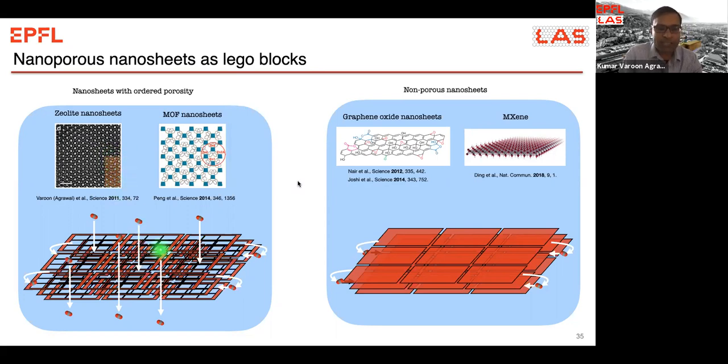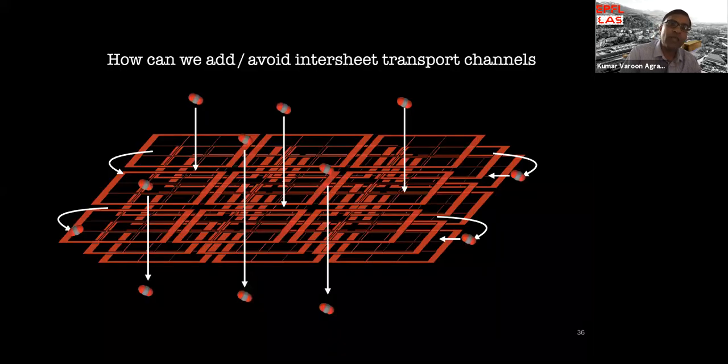So if you look at the stacks of these sheets, there are two directions for transport. One is through the pore, and then once you stack them, there is a gap between the nanosheets. So you always have this intersheet transport. And our group is trying to answer this question: how can we manipulate these intersheet transport channels so that we manage to get selectivity mainly through these pores?